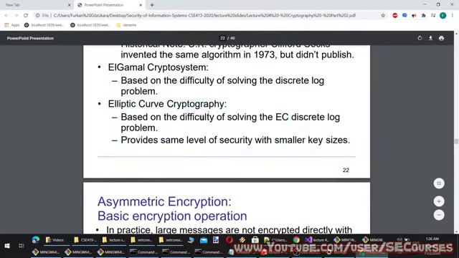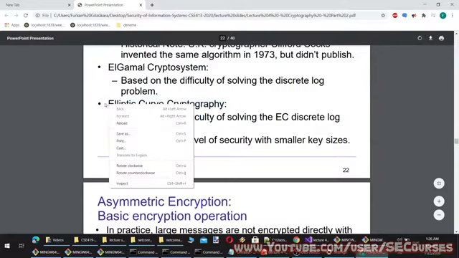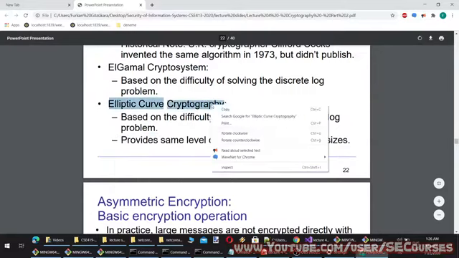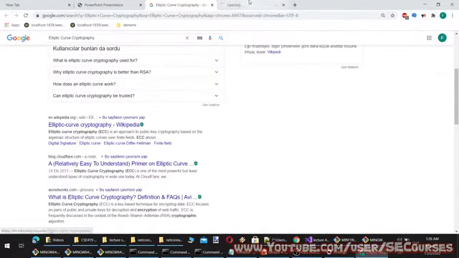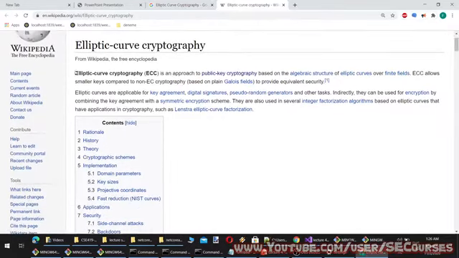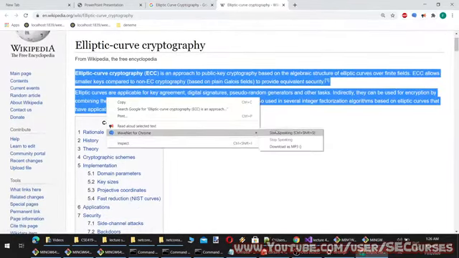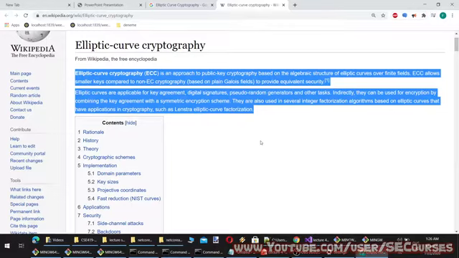Okay, so this is the new trend as mentioned. Let's check it out. Elliptic curve cryptography (ECC) is an approach to public key cryptography based on the algebraic structure of elliptic curves over finite fields. ECC allows smaller keys compared to non-EC cryptography based on plain Galois fields to provide equivalent security.